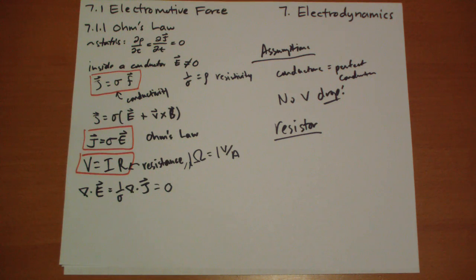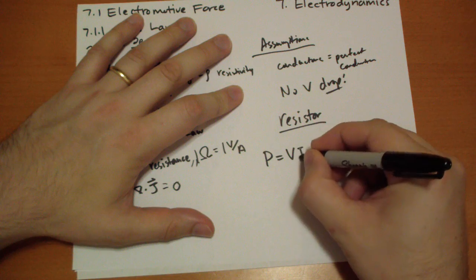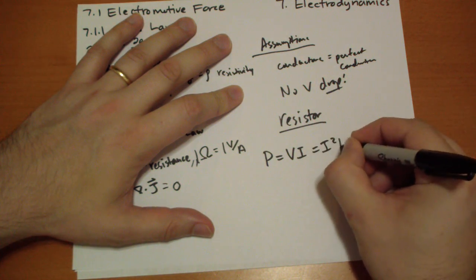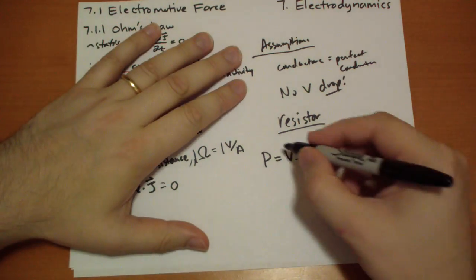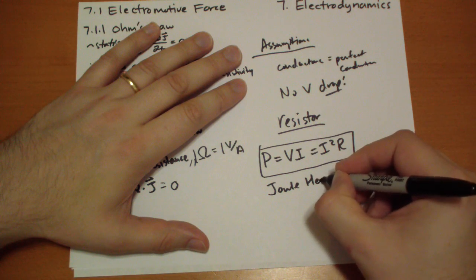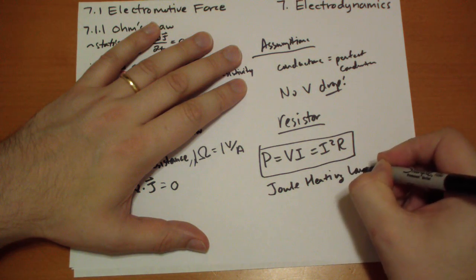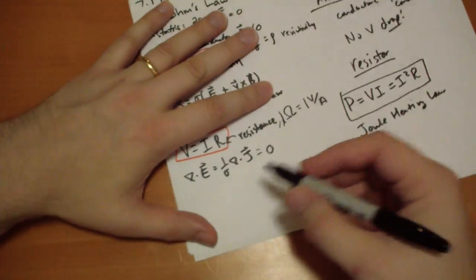Another thing is that we get this equation, P equals VI, or you can rewrite it as I squared R. That's just substituting V equals IR for V. This is called Joule heating law. This tells you how much work is being done to move the current through a resistor or through a section that has a resistance. And finally, he gives this little formulation that's kind of cool.